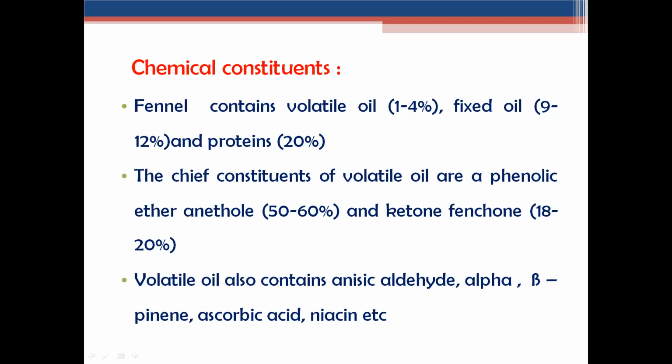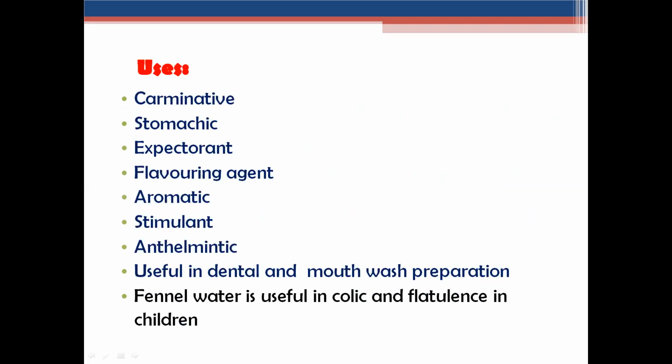In fennel, the chief constituents are anethole and fenchone, and the volatile oil also contains anisic aldehyde, alpha and beta pinene, ascorbic acid and niacin, etc. Its uses: carminative, stomachic, expectorant, flavoring agent, aromatic, stimulant, anthelmintic, in dental and mouthwash preparations, and fennel water is also useful in colic and flatulence in children.